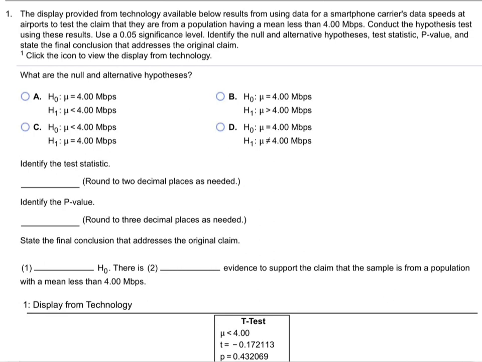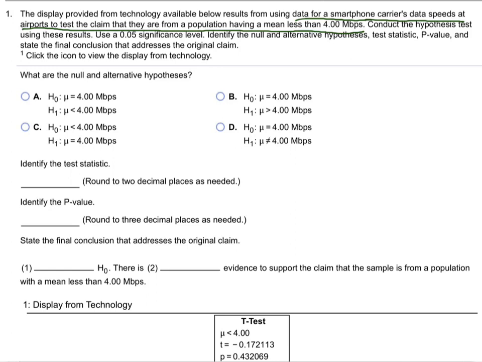They want us to test that smartphone, display provided technology, using data for a smartphone carrier's data speeds at airports to test the claim that they are from a population having a mean less than 4. So a mean less than 4. So that's the claim.